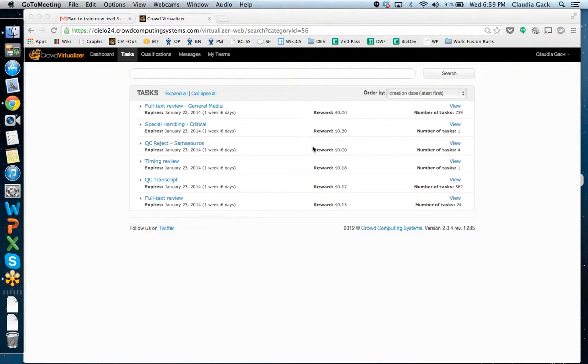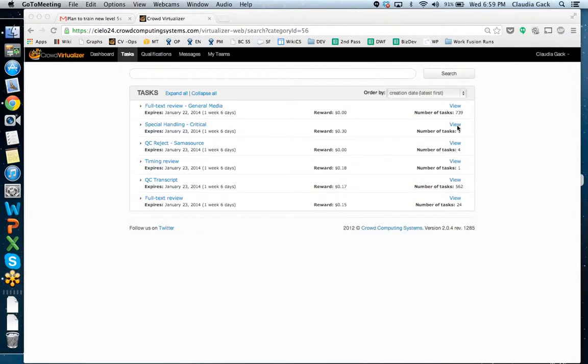I'm here in Crowd Virtualizer, and right here you can see the special handling critical queue. For this task, you have to know that it's very limited in time. The tasks are usually between 1 minute or sometimes even 15 minutes long, and they need to be returned as soon as possible and with the highest quality possible.